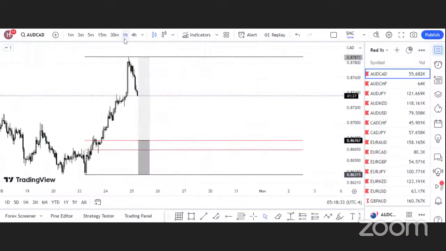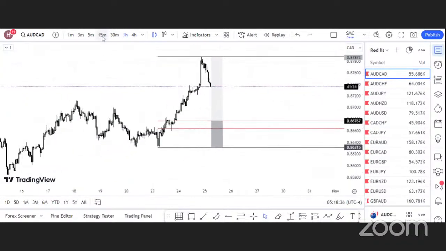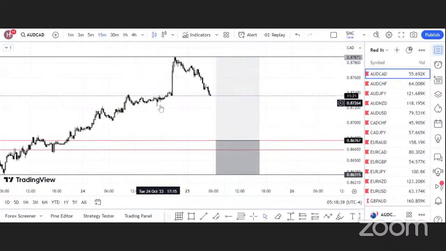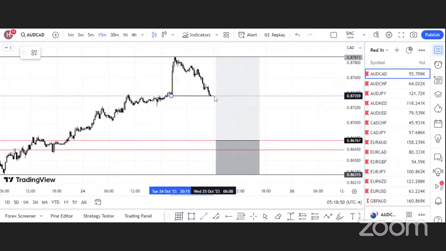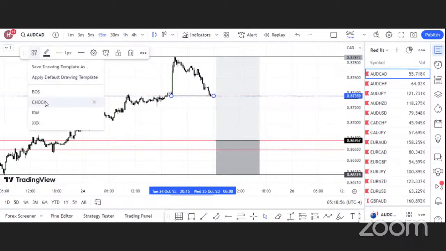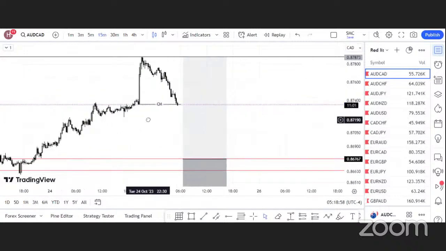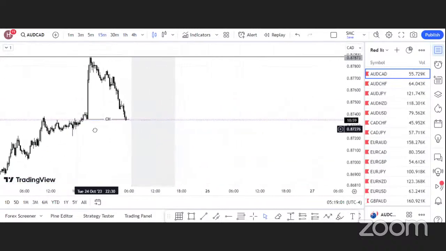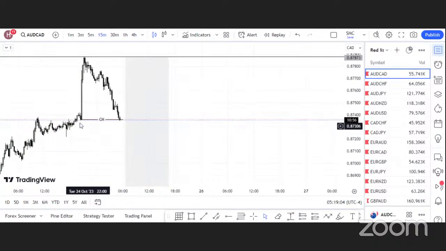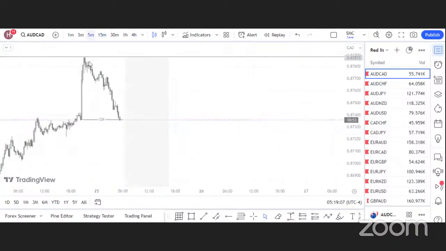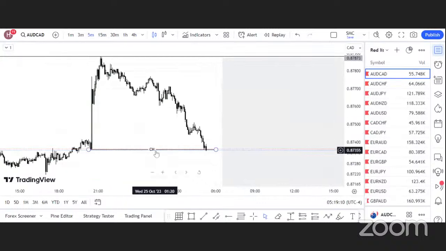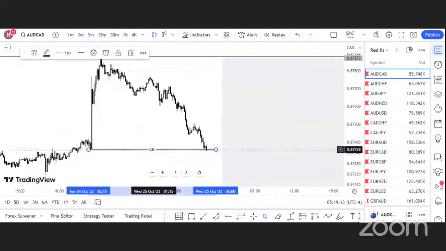So let's go to the lower time frame. Let's see if we can take opportunity on this, right? So we have a low here, okay? So right now the market is breaking the low, right? The market would most likely break this low. So once the low gets broken, then we can look for opportunity for a sell, right?